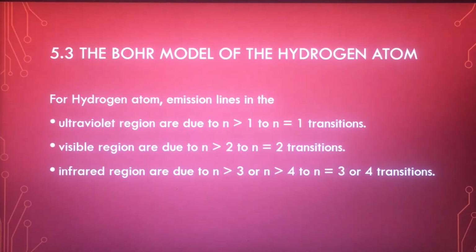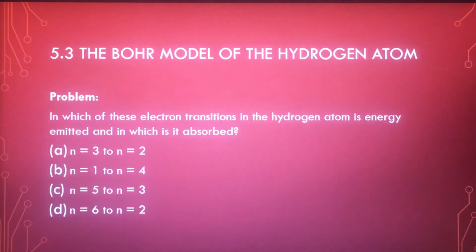Okay, so let's have some problem for 5.3. In which of these electron transitions in the hydrogen atom is energy emitted, and in which is it absorbed? Just look at these transitions and try to figure out if the energy is emitted or absorbed. Again, you can pause this video and solve this on your own.